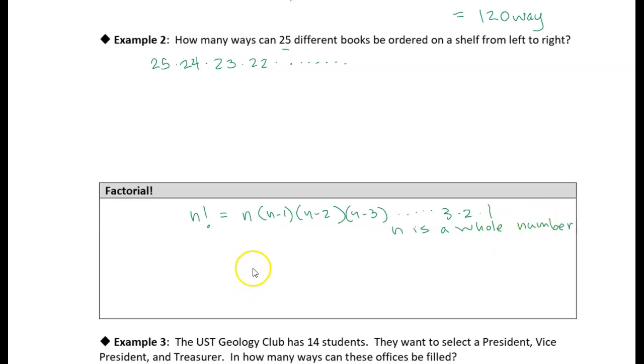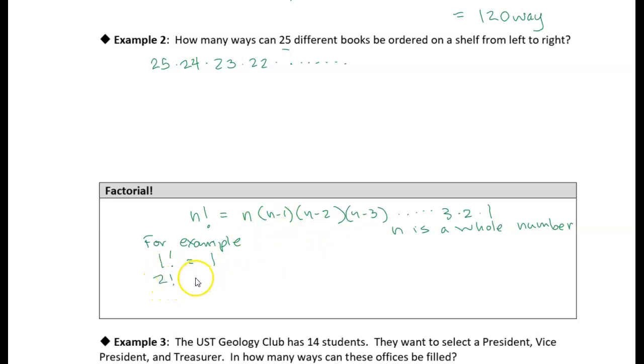For example, let's just do some examples of different factorials. All right, so 1 factorial. Well, that's just going to be 1. And then n minus 1 is 0, so I don't want to go below 0. So 1 factorial is just 1.